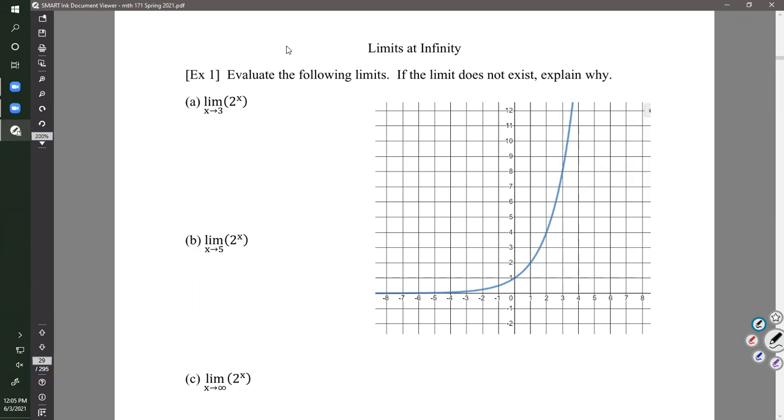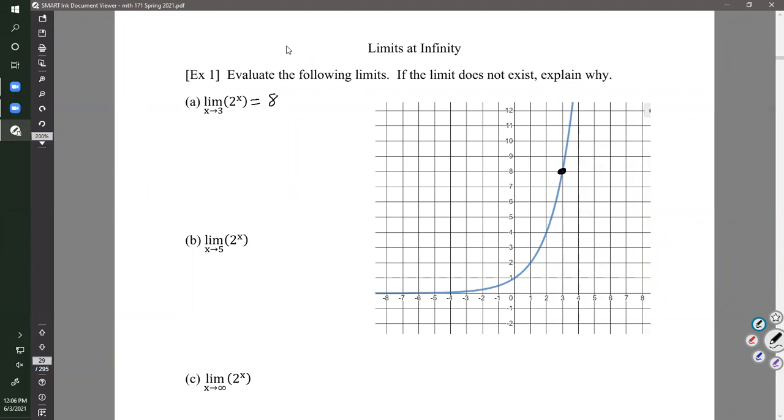Okay, so we have the limit as x approaches 3 of 2x. What'd you guys get? 8. Since you guys worked in one group, I'm going to assume that you all agree. I would do this one graphically just because I have the graph there. X equals 3 is there, and the 8 is on the graph, so I can just pluck that right off.